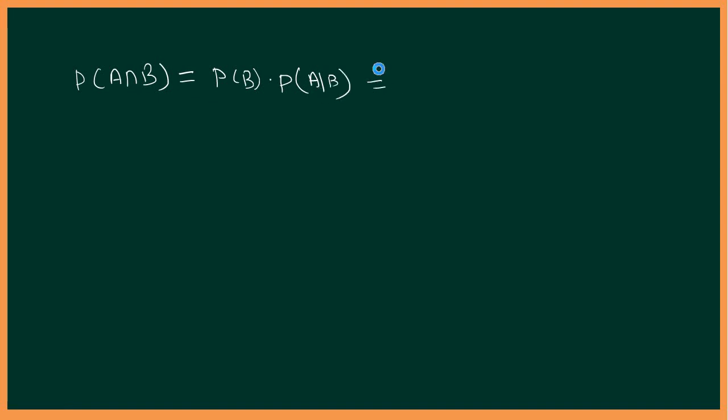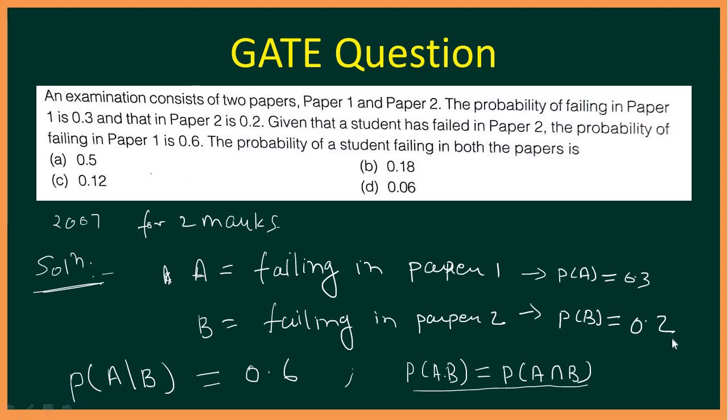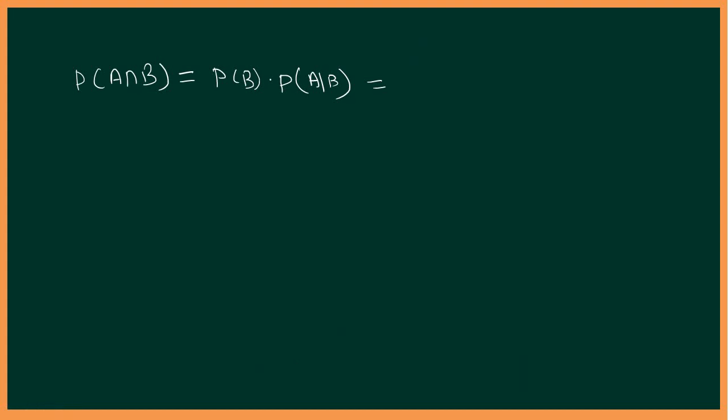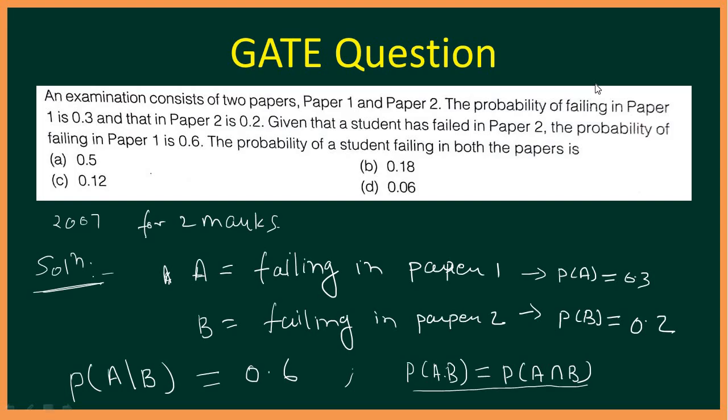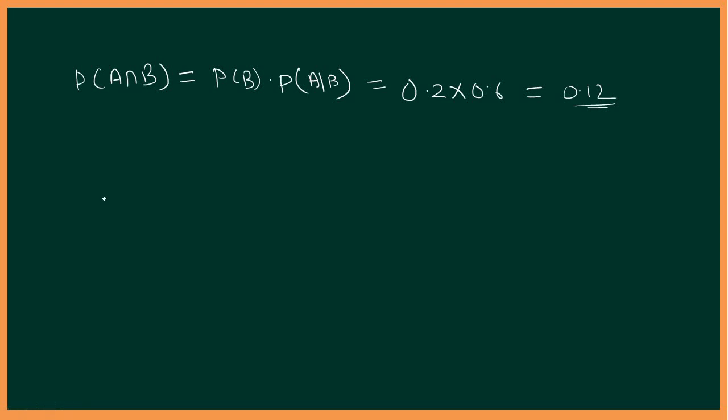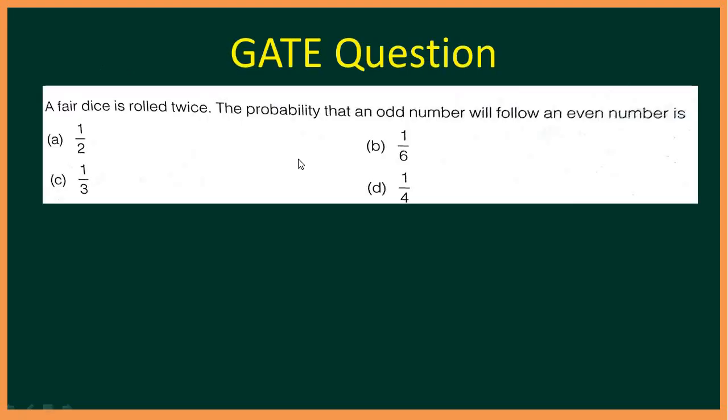Probability of B is given as 0.2, and probability of A given B is 0.6. So let's multiply 0.2 into 0.6, and here you will get 0.12. Let's see in which option we get 0.12. You can see in option C you get 0.12, so the right option for this question is option C. Now let's see another question.